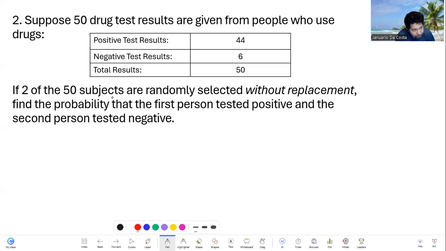Okay. And then, of the 50 people who took the test, 44 of them have a positive test result for the drug. Okay, so 44 of them are positive test results.